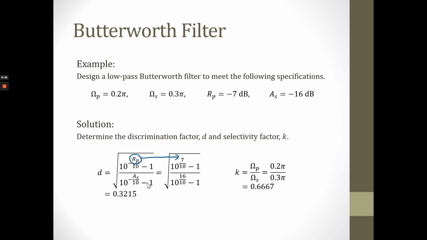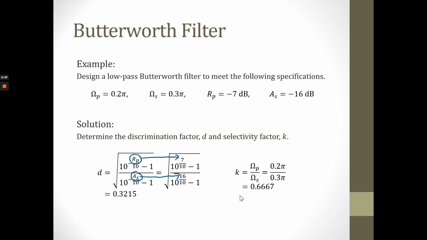So we use the value of attenuation passband. This is a negative value, so it becomes positive here based on this negative formula. And the next one, we use attenuation stopband, and this is the value for the discrimination factor.